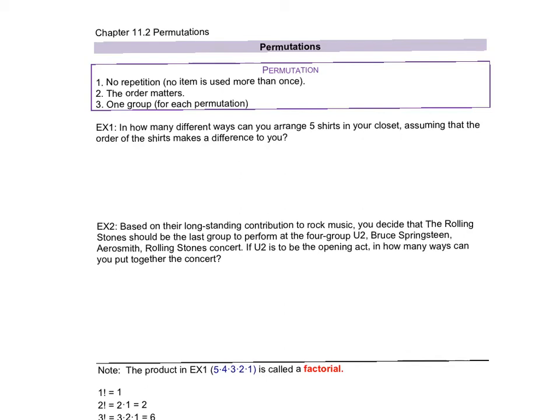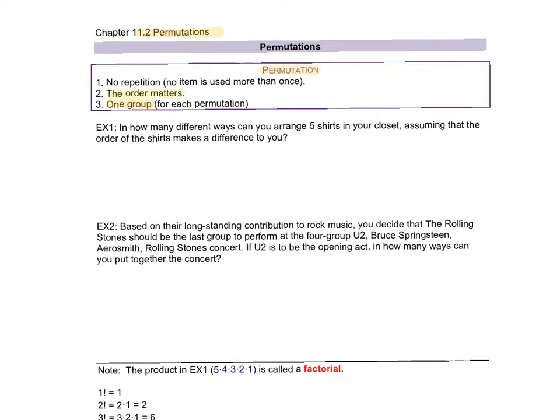In our previous section, we looked at how many ways we can combine items from different groups. In this section, 11.2, we're going to be looking at permutations. A permutation looks at how many ways we can arrange items in the same group. So for each permutation, we're going to look at one group. So one permutation, one group.